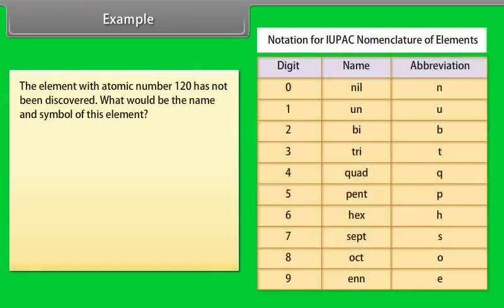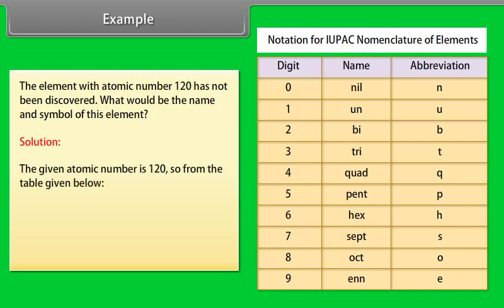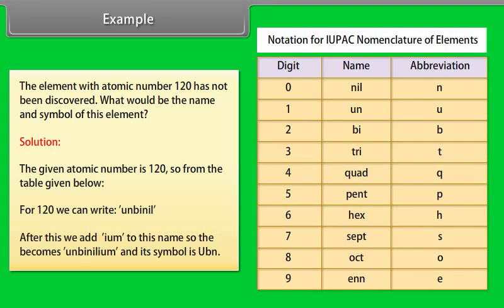Example: the element with atomic number 120 has not been discovered. What would be the name and symbol of this element? Solution: the given atomic number is 120, so from the table given below, for 120 we can write unbinyl. After this, we add "ium" to this name, so it becomes unbinylium and its symbol is Ubn.